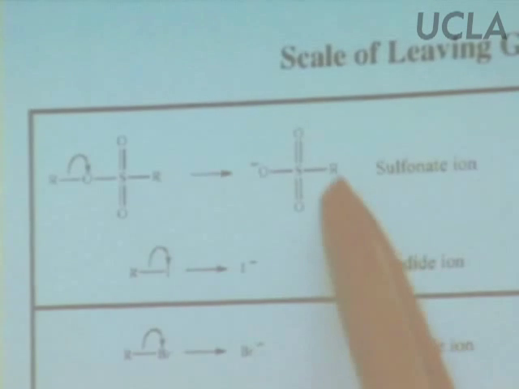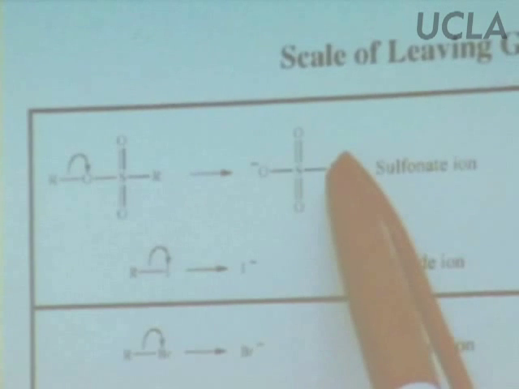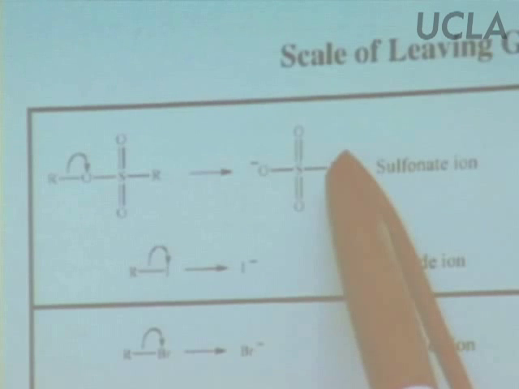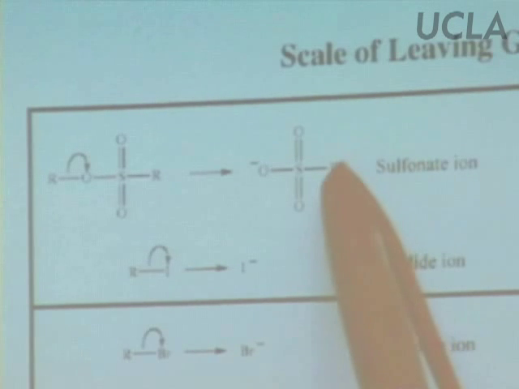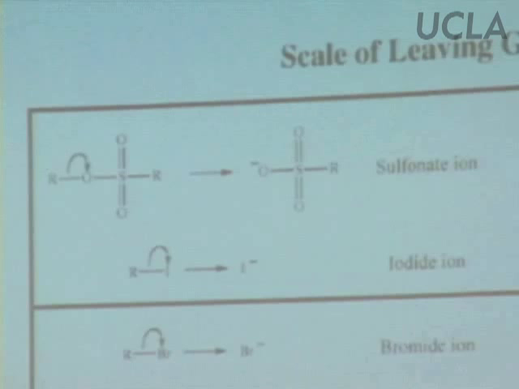And if you have a CF3 out here as the R group, that's about as good a leaving group in the sulfonates as you can get, because the CF3 group, like we saw up here, provides an inductive effect, electron withdrawing, which further stabilizes that negative charge.